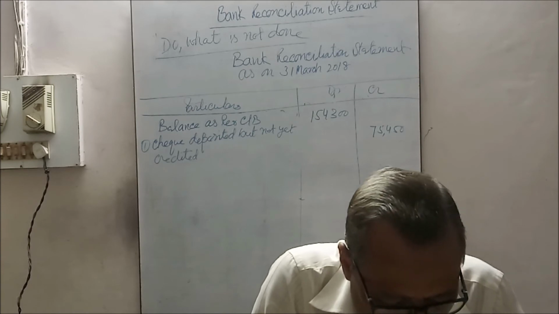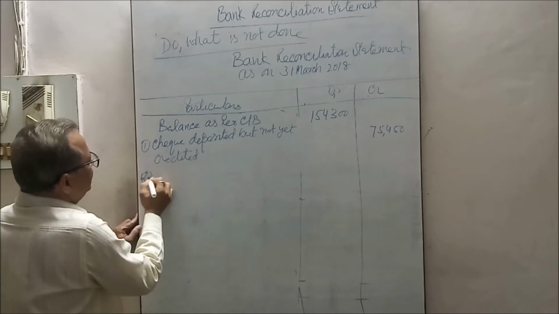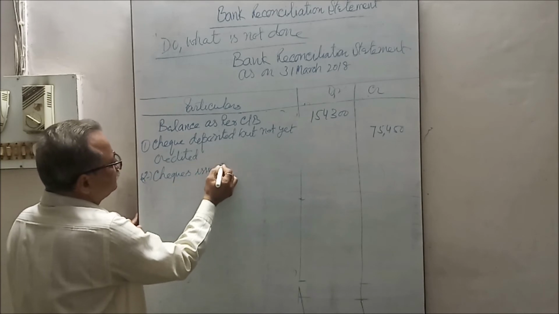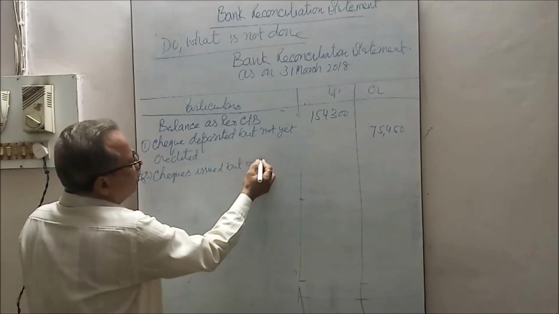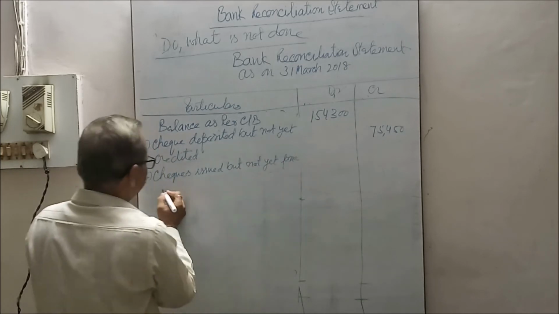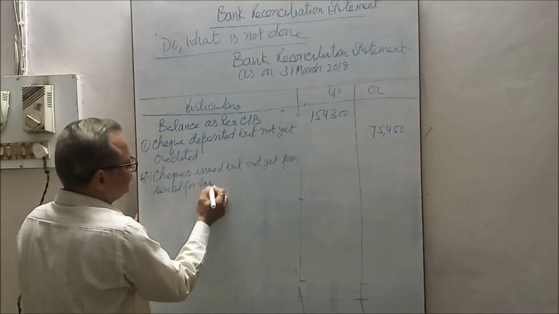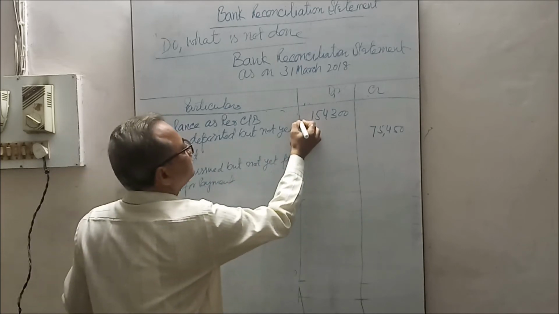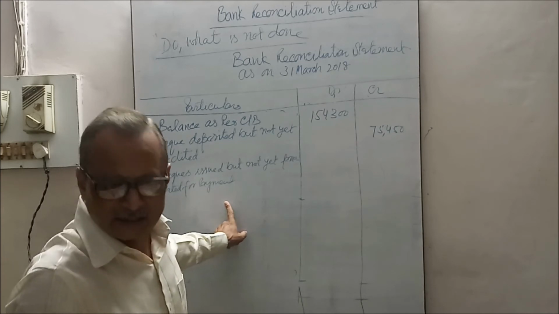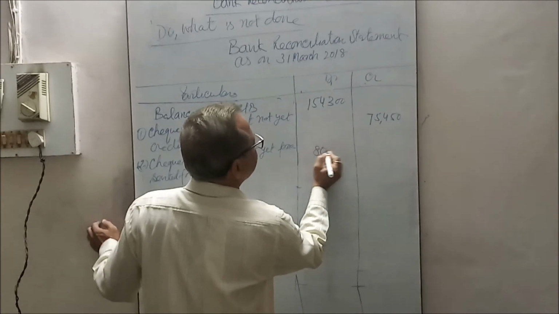Second, checks issued but not yet presented for payment. When this was created in the cash book, it was not debited in the passbook. So that should be debited. That is 80,760.